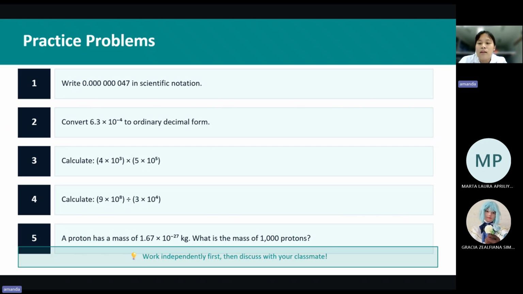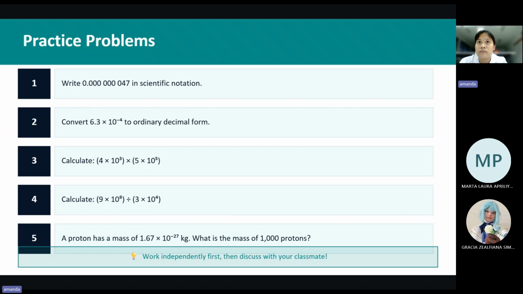Problem 1. Write 0.0000047 in scientific notation. Problem 2. Convert 6.3 times 10 to the power of negative 4 into ordinary decimal form. Problem 3. Calculate 4 times 10 to the power of 3 multiplied by 5 times 10 to the power of 5. Write your answer in scientific notation.